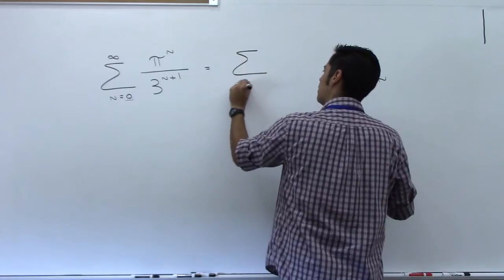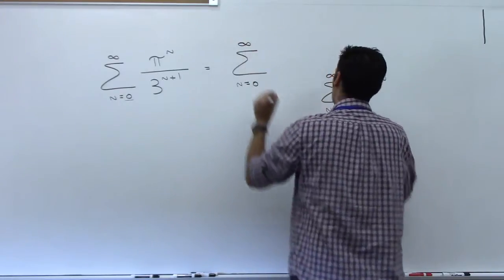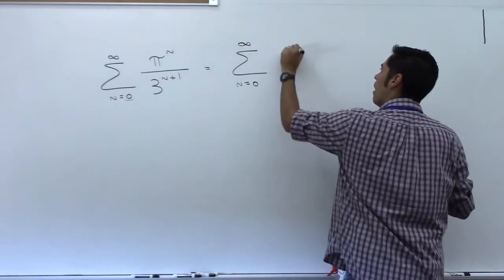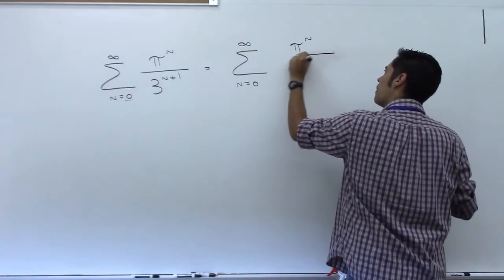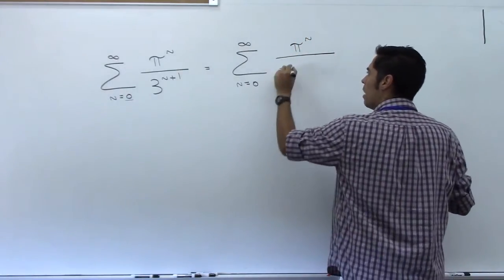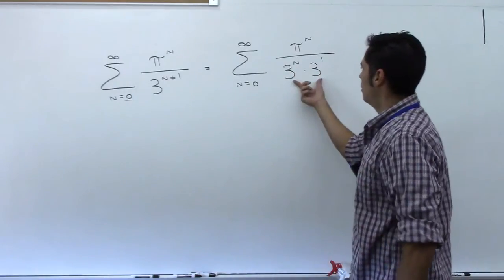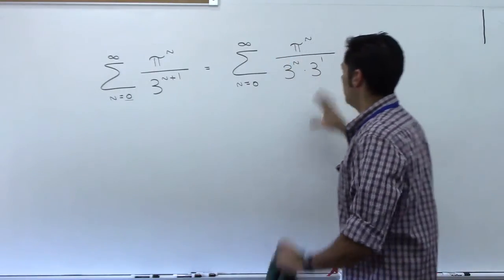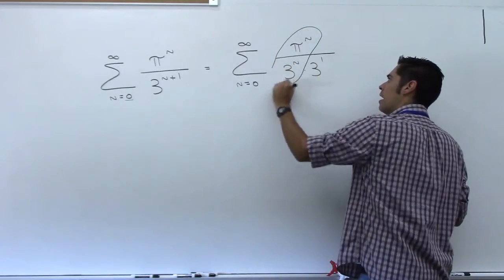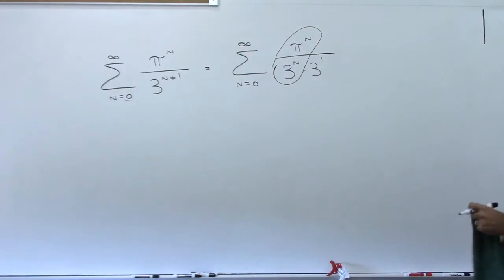Or you know what? That's too much work. Let's do it this way. It's a lot easier to do it this way. Pi to the n, and then just rewrite that as 3 to the n times 3 to the 1. So if you put those two together, you get this, but peeling them apart, you can see you've got this here. They're both to the n power.